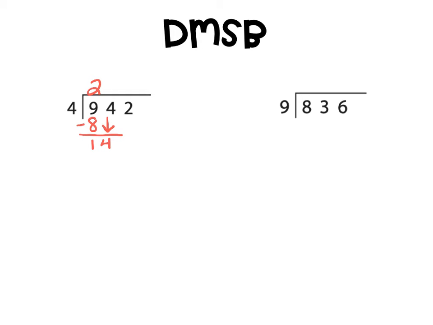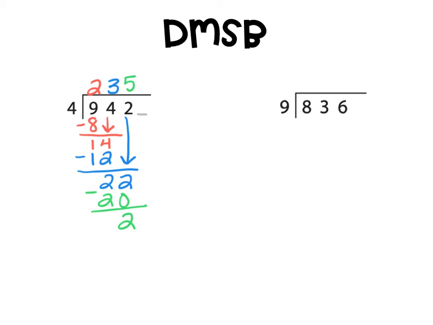4 will go into 14 3 times. 3 times 4 is 12. Subtract, I get 2. Bring down that other 2. And now I can start that process over. I'm going to divide 22 by 4, which is 5. I'm going to multiply 5 times 4, which is 20. I'm going to subtract 22 minus 20, which is 2. And there's nothing else for me to bring down right here, so I know that I'm finished. So my answer would be 235 with a remainder of 2.